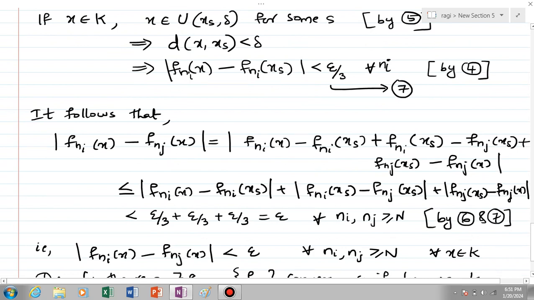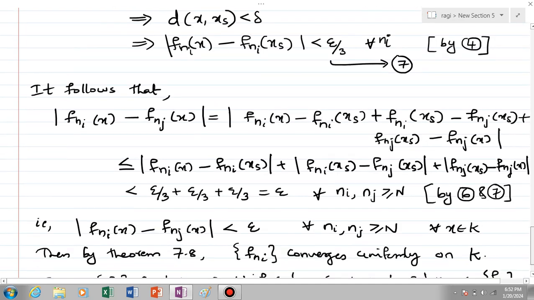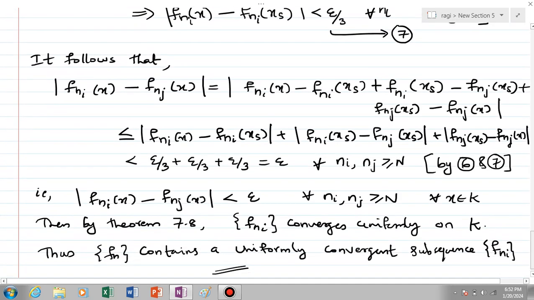It follows that modulus of Fni of x minus Fnj of x equals, now we are adding and subtracting some terms like Fni of xs and Fnj of xs, and we are splitting the expression into 3 terms, and we found that these 3 terms are each less than epsilon by 3 by equation number 6 and 7 for every ni, nj greater than or equal to capital N. That is, modulus of Fni of x minus Fnj of x is less than epsilon for every ni, nj greater than or equal to capital N and for every x element of K. So by theorem 7.8 we can conclude that the sequence Fni converges uniformly on K.